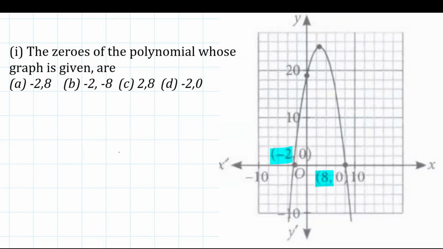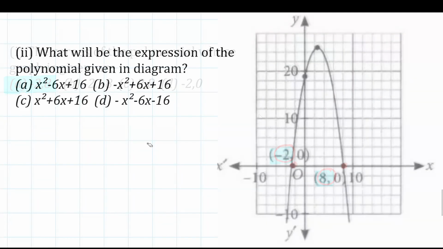So you can see that where is the graph touching the x-axis? One at this, another is this. And what is the x coordinate of this point? This is -2 and 8. So we'll say that -2 and 8. Option A is correct in this case.